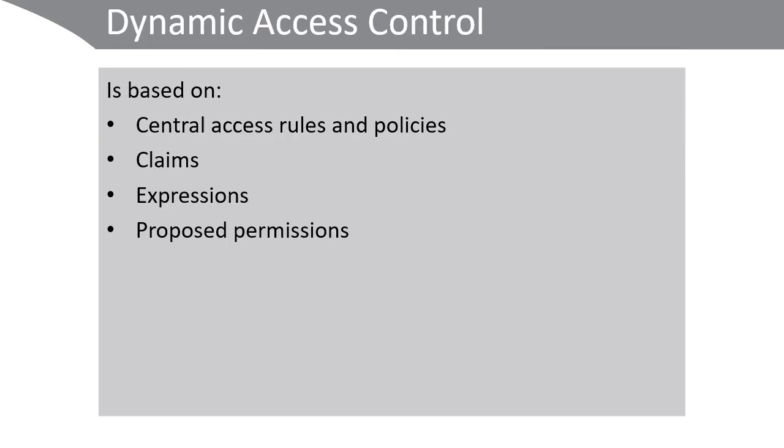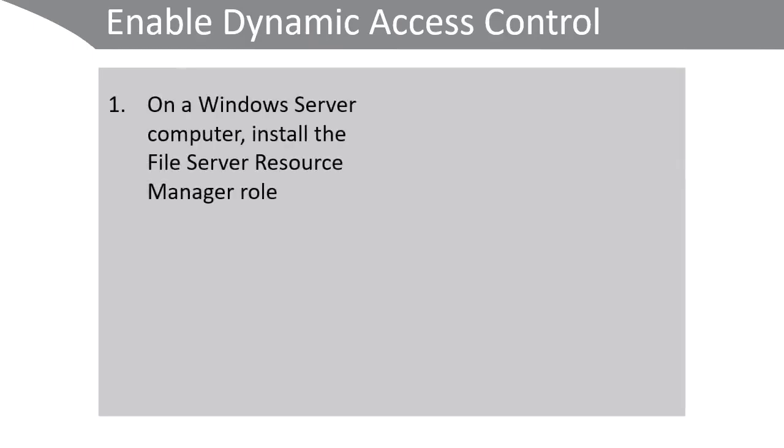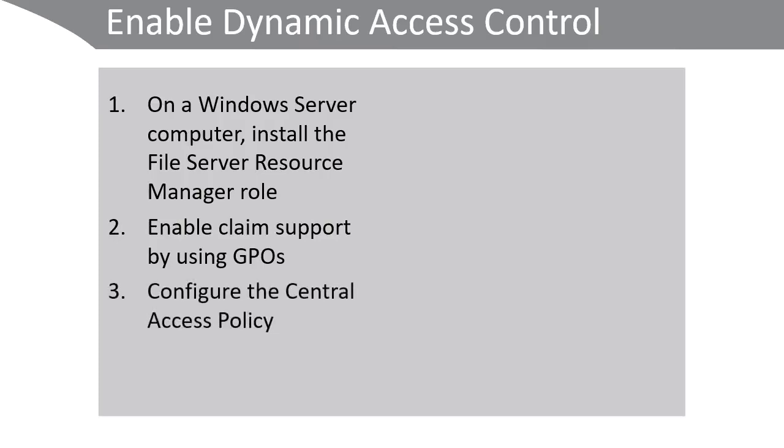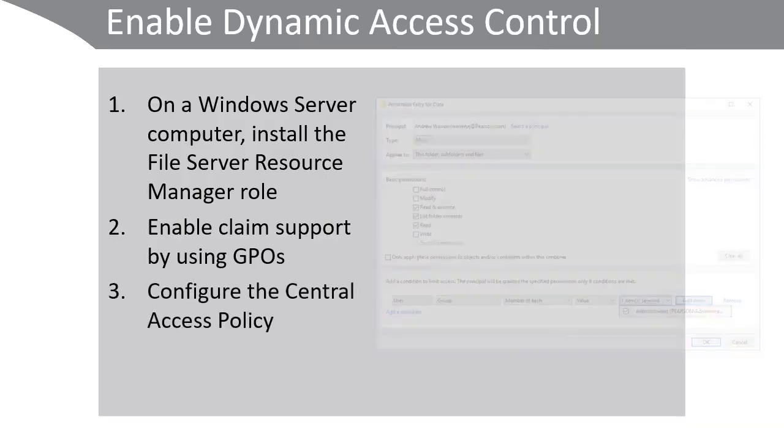Proposed permissions are the permissions that you enable to create a what-if scenario to test permissions before you apply them. To enable Dynamic Access Control, on a Windows Server computer, install the File Server Resource Manager role. Then enable claim support by using group policy objects. Configure the central access policy.